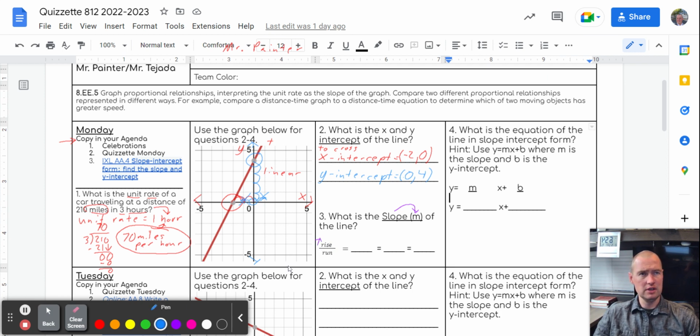Then they've also given you something called the run. When you talk about the rise, it means to go up, or in a vertical upward direction. The run, we can go left or right. Now, when we talk about the run, if you were to count to the right, that is a positive and will change the fraction into a positive.